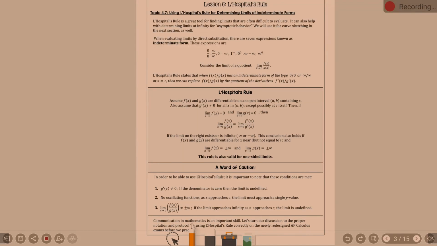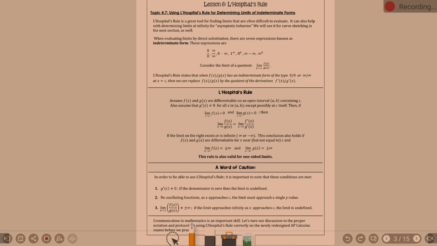Lesson 4.6 is what is referred to as L'Hopital's rule. Okay, you go up to somebody that knows calculus and you say L'Hospital's rule. They might laugh at you. Just saying. Okay, so officially it's pronounced L'Hopital's rule.